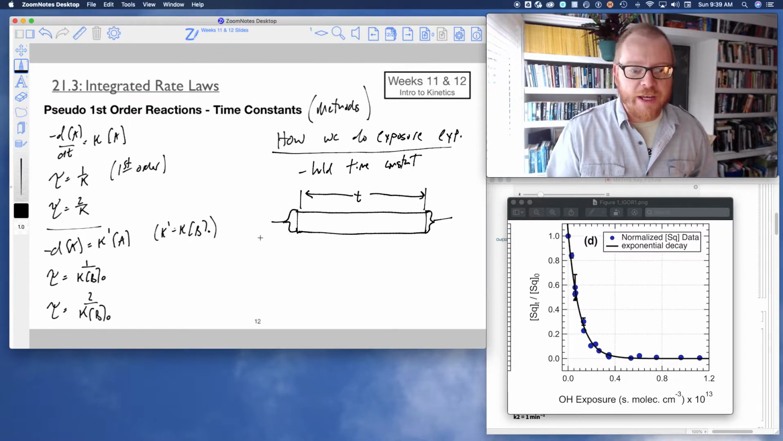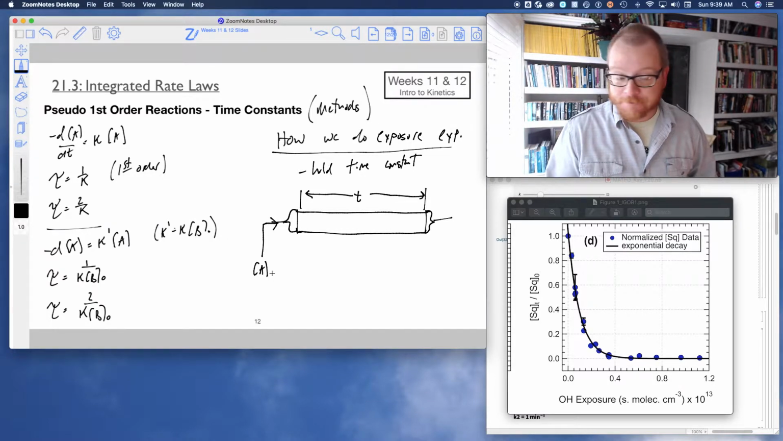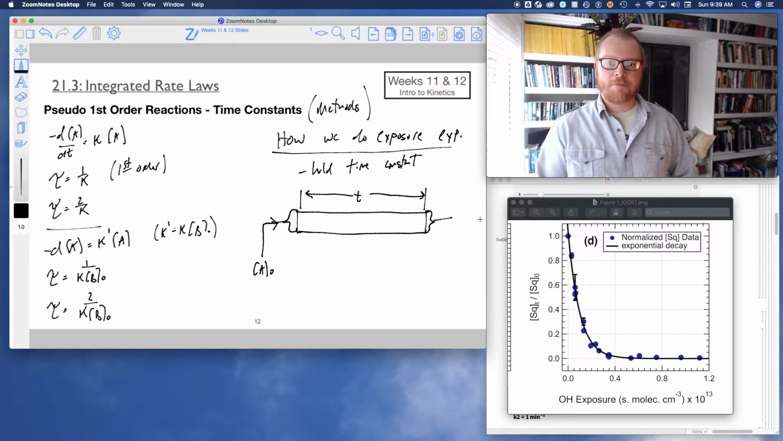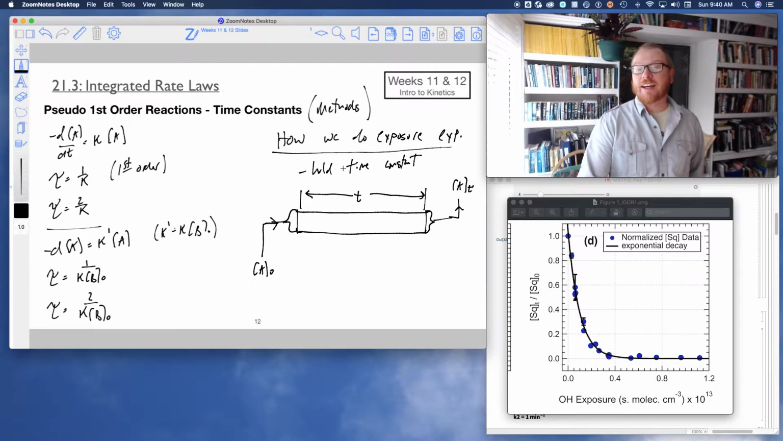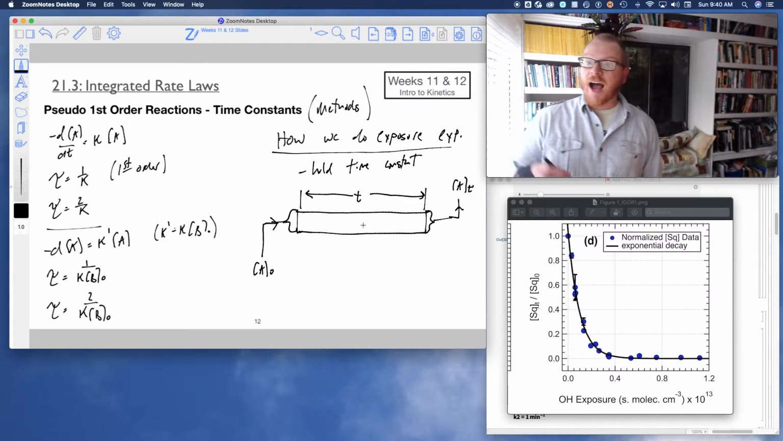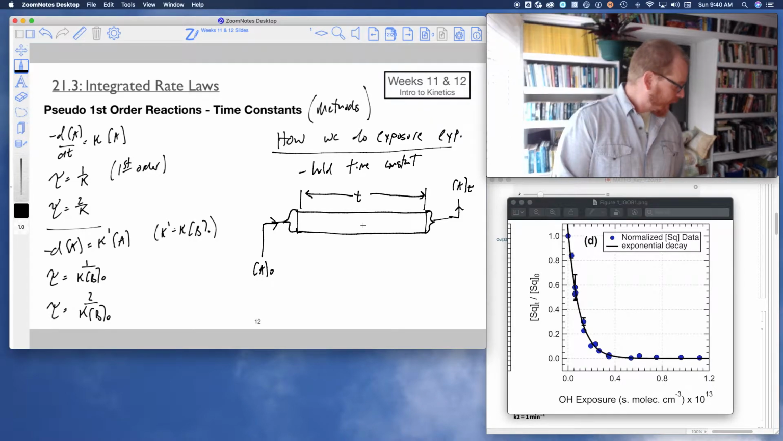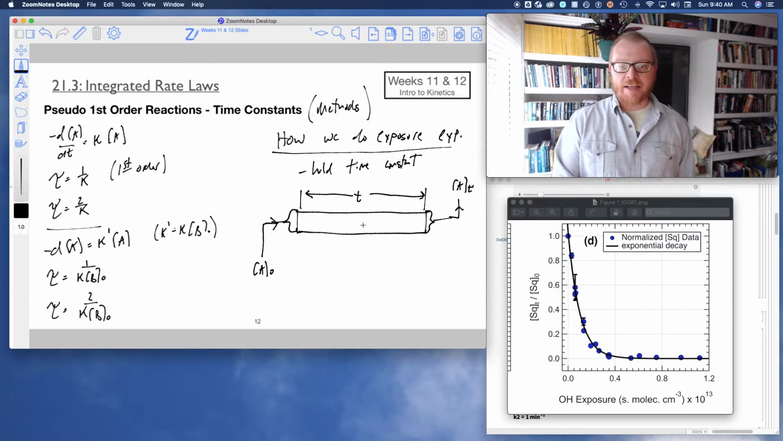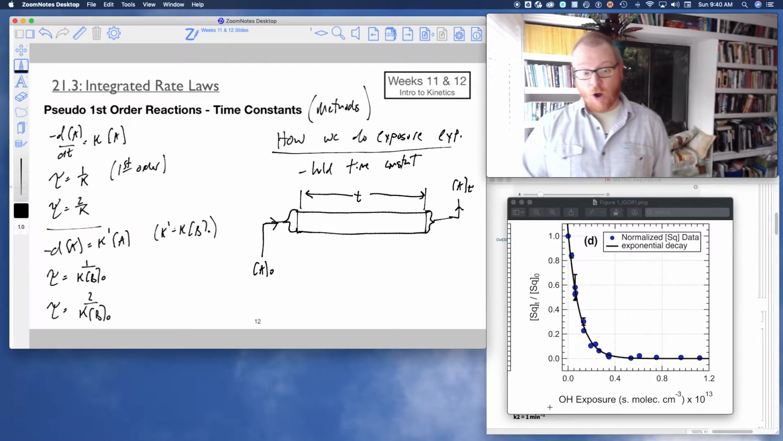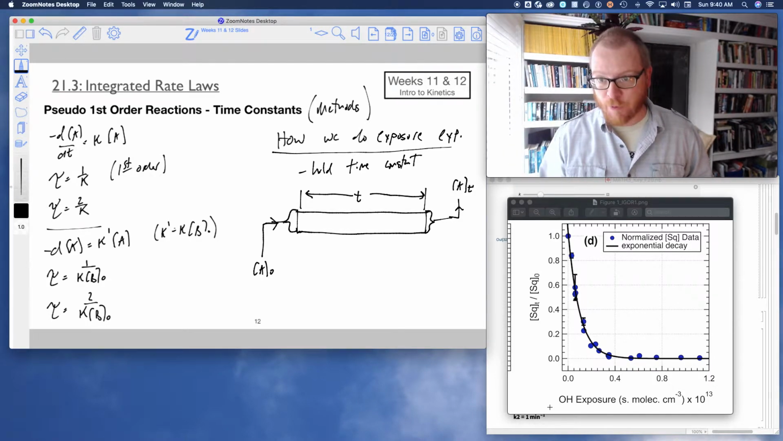Now what you do is you pump in your reactant A at some initial concentration. And then what's going to come out of the flow tube is A at any time t. Really, because the time is constant, the concentration of A won't change unless we change the concentration of B. Furthermore, in this experiment, this was done with the OH radical. OH radical is completely unstable.